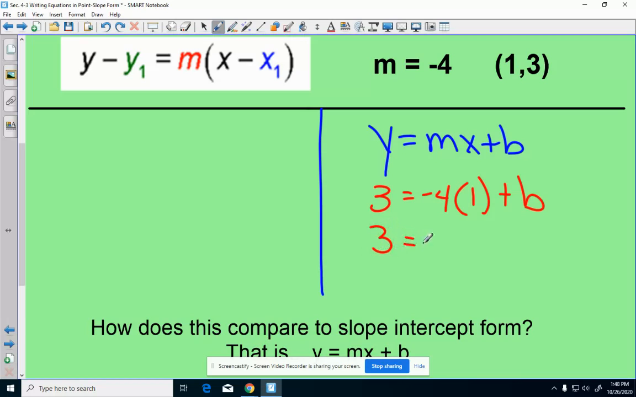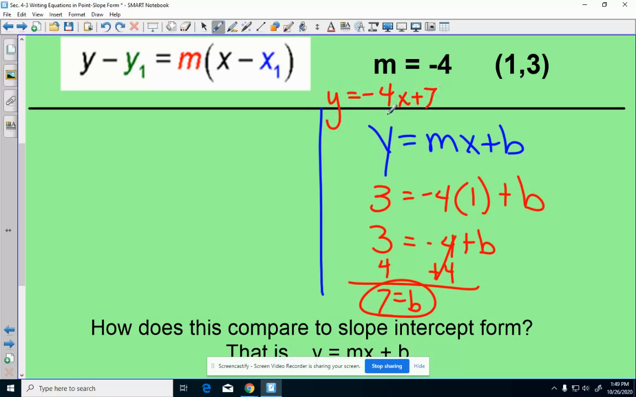So 3 is equal to negative 4 plus b. Add the 4. That tells you that b is equal to 7. So your final answer would be what? Okay, so y equals negative 4x plus 7. Okay, so we know that's the answer, right?